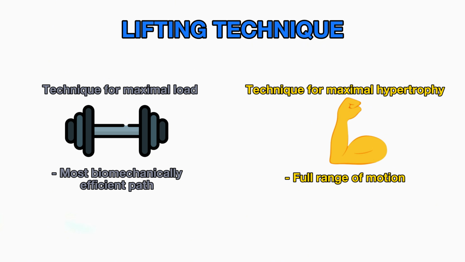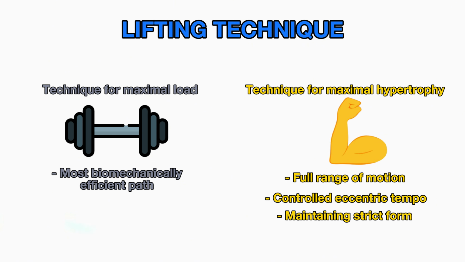Using a full range of motion, slowing down the eccentric phase, while reducing momentum from the stretch shortening cycle. Maintaining strict form, so minimizing help from other muscles or joints. Using form that increases tension on the specific muscle being worked.